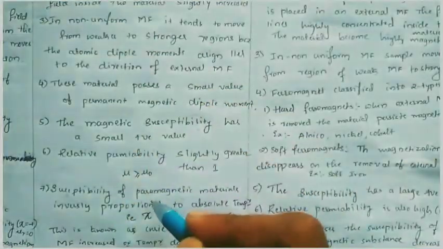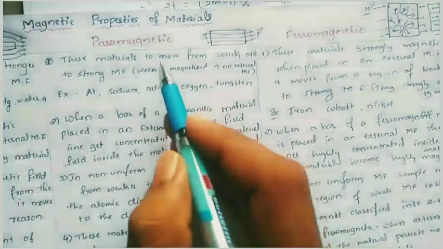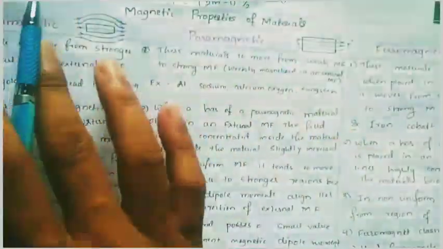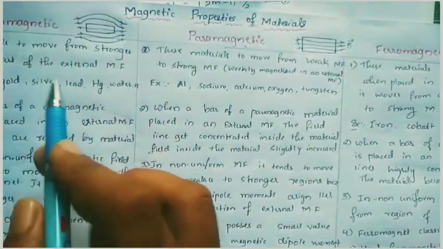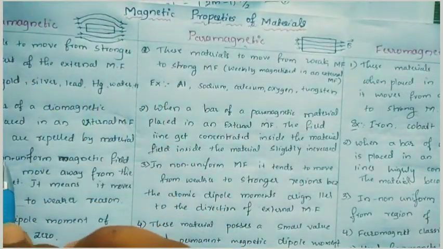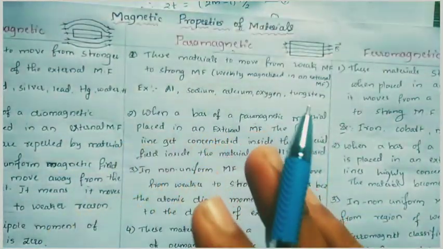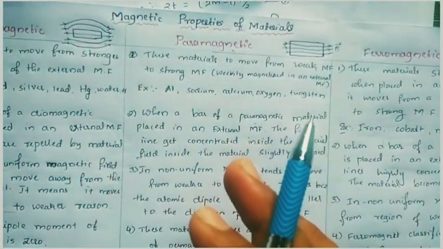Paramagnetic materials obey the Curie law. Ferromagnetic also obeys the Curie law, but diamagnetic does not obey Curie law. It shows the Meissner effect. Okay, this is about the ferromagnetic materials. Okay, thank you.